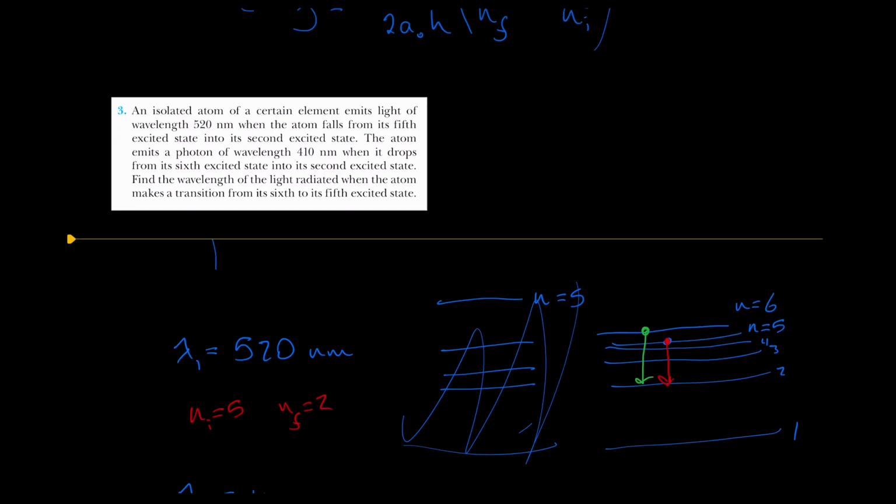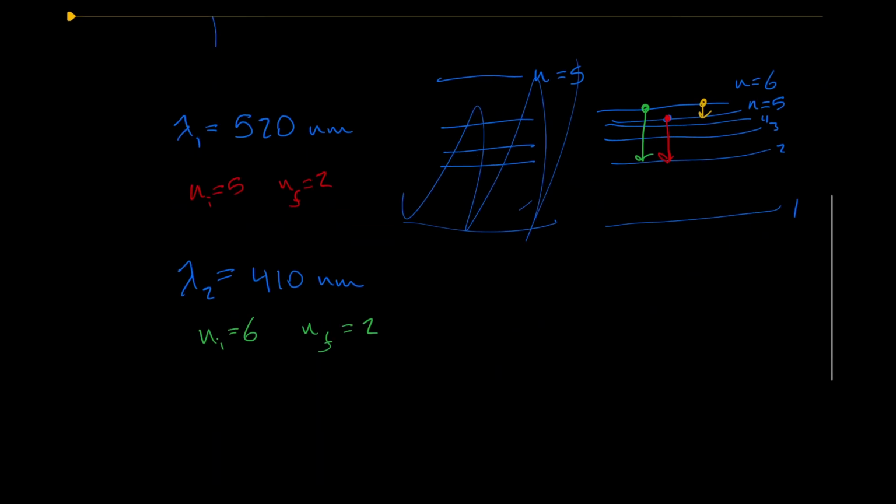When the atom drops from its 6th excited state to the 2nd excited, find the wavelength of light radiated when the atom makes a transition from its 6th to its 5th. So our question is, from the 6th to the 5th, what is the light emitted? So lambda 3 is equal to question mark, n final is equal to 5, n initial is equal to 6. So these are the questions.